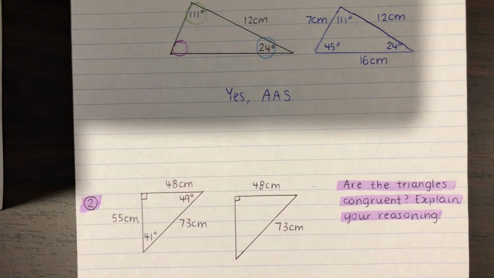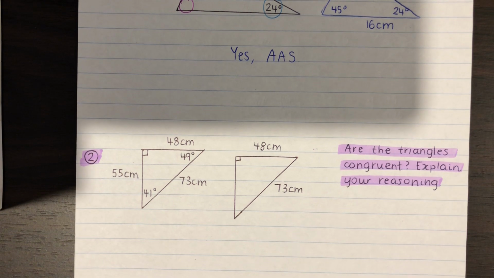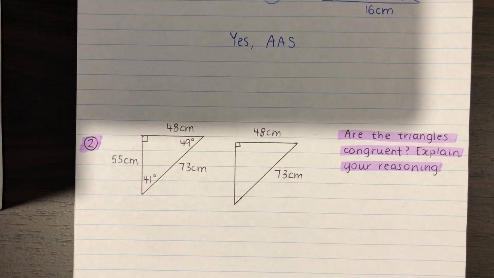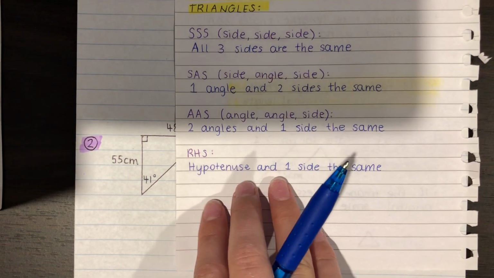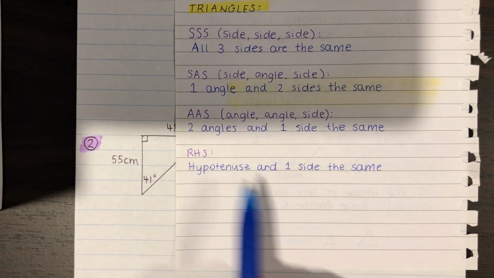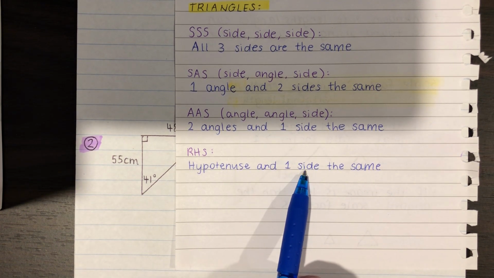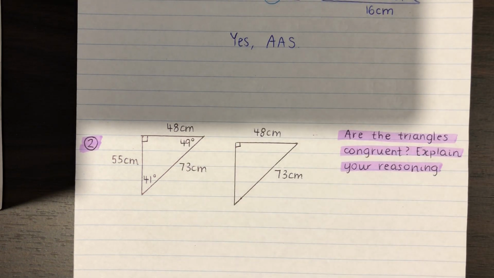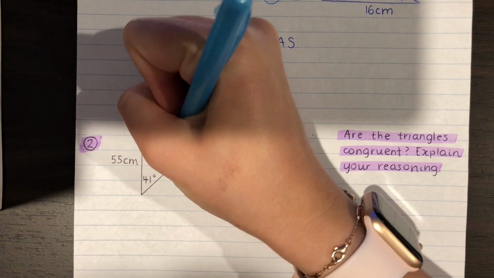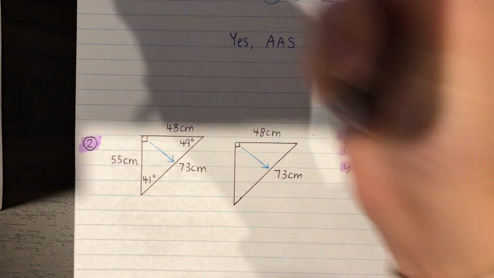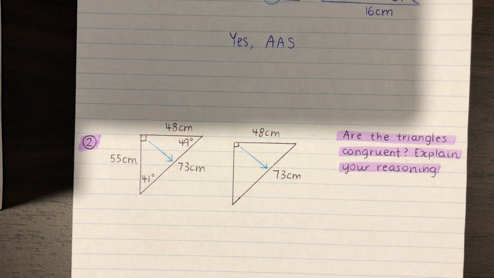Okay, next one. We have two right-angled triangles, so straight away you're looking for RHS. We need to see whether between these two triangles, their hypotenuses are the same and one other side. So let's see. You should know from when we were doing trig that the hypotenuse is the longest side of the triangle that is opposite the box in the corner, as I like to say. So these are our hypotenuses.